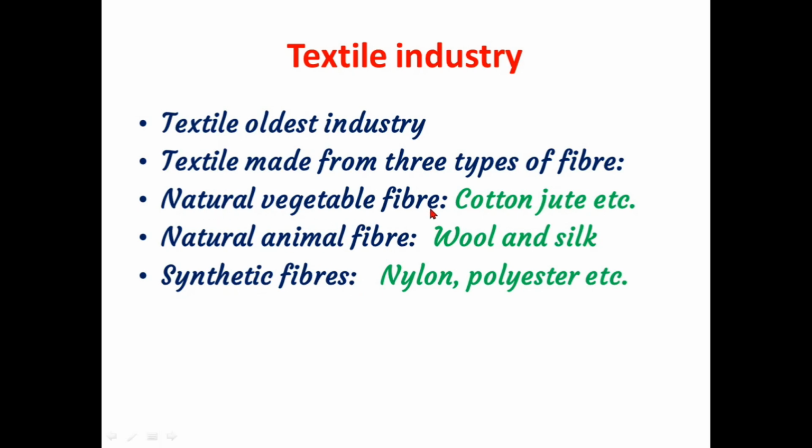Natural vegetable fiber, for example cotton, jute, etc. Then natural animal fiber, for example wool and silk, and synthetic fiber, for example nylon, polyester, etc. Synthetic means artificial. One is natural, another one is artificial. So the oldest industry in the world is the textile industry, and it uses three types of fiber: natural vegetable fiber, natural animal fiber and synthetic fiber.